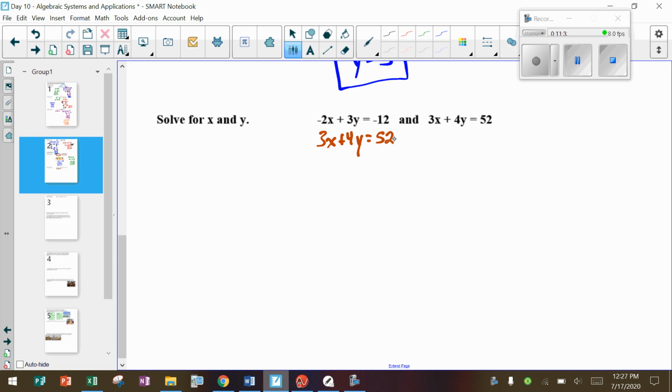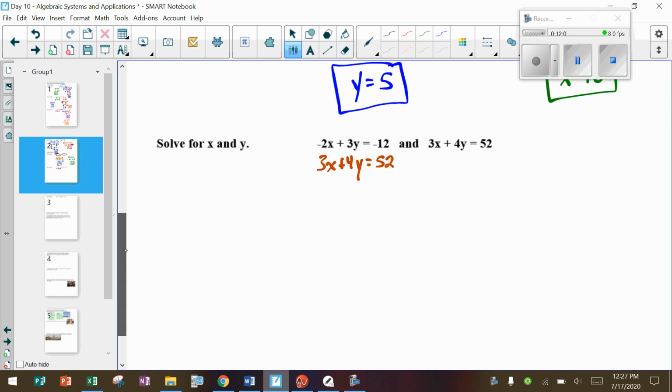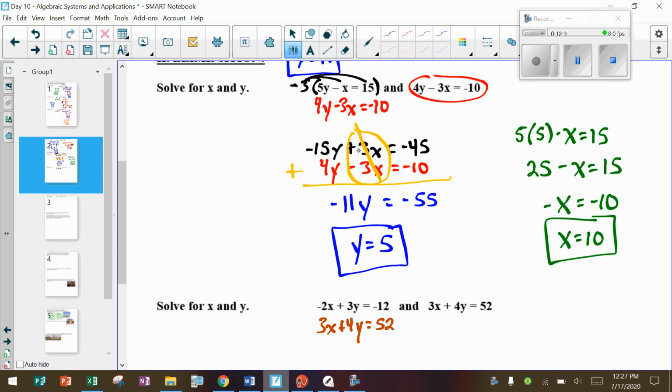Now we make the decision as the person solving the problem. Do I cancel out the x's or cancel out the y's? If I cancel the x's, I multiply the top equation by 3 and the bottom equation by 2. Since one of them is already negative and the other one is already positive, I don't need to worry about changing the signs. If I'm looking to cancel out the y values, notice they are both positive. So I would have to multiply one of the equations by a negative and the other one by a positive so that they end up with opposite signs. They need to be opposite signs so that they cancel out when I add the equations together.